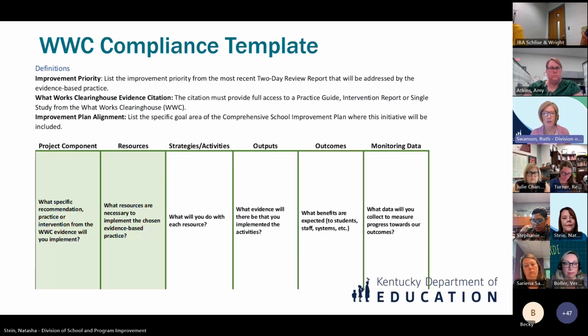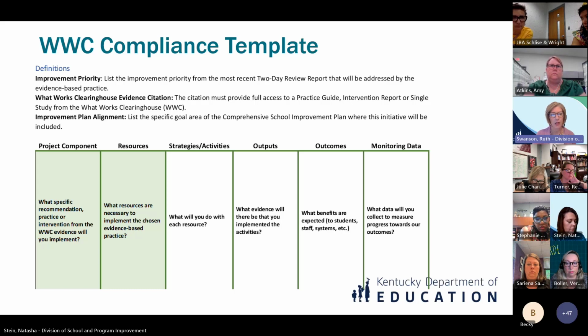So here is the compliance document. If you've been with us for SIF funds in the past, this will look familiar, but a little bit different. This is specifically written for the What Works Clearinghouse. At the top, you're asked to list the improvement priority that you're working towards. You are asked to provide a citation that provides full access to either a practice guide, an intervention report, or a single study from the What Works Clearinghouse.